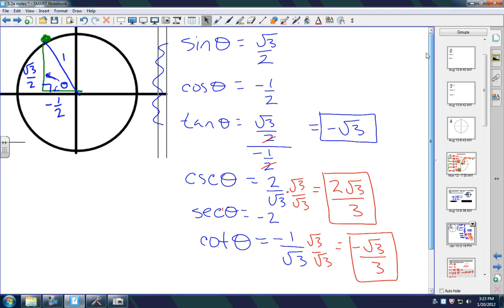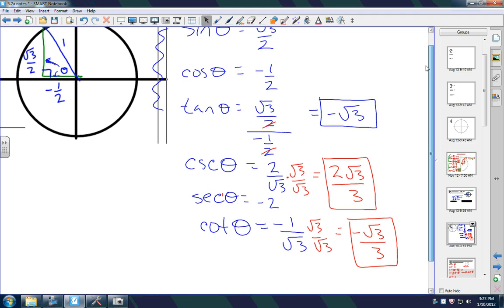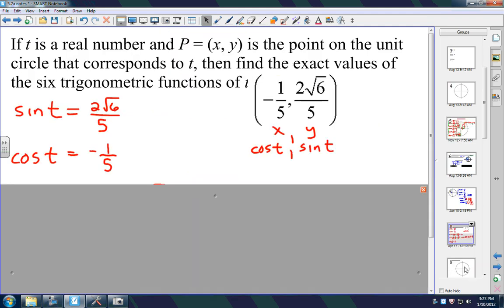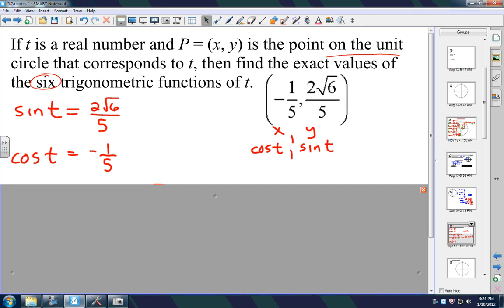Okay, so let's try one more in that quadrant, and you guys can look at the answers here. So let's say t is a real number, p equals x comma y is the point on the unit circle. There's the key phrase again. And it corresponds to t. Find the exact value of the 6 trig functions, so there'll always be 6 answers given here. And here's the point. The numbers are a little bit uglier here. You can make a little graph, you can put your circle in and get your triangle all set up.